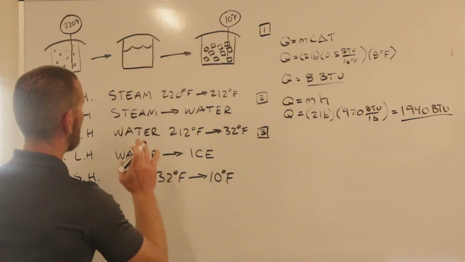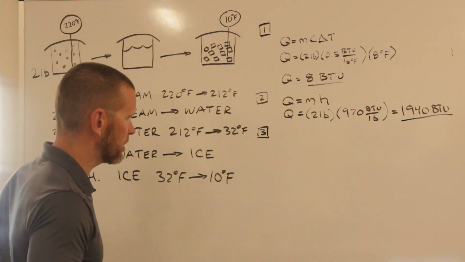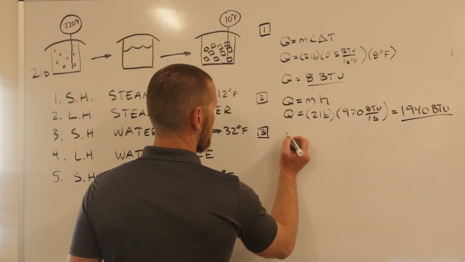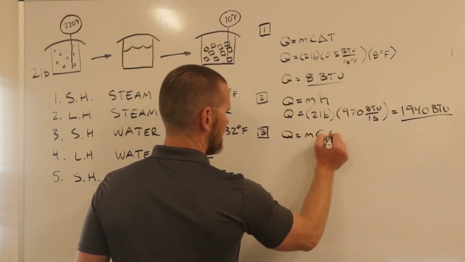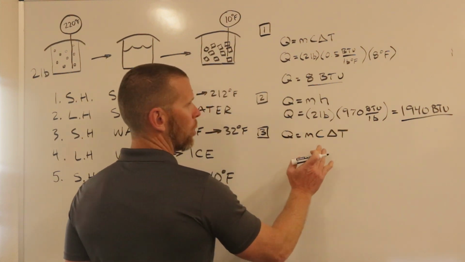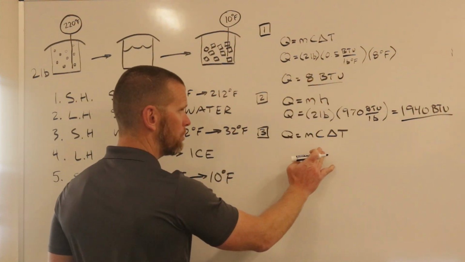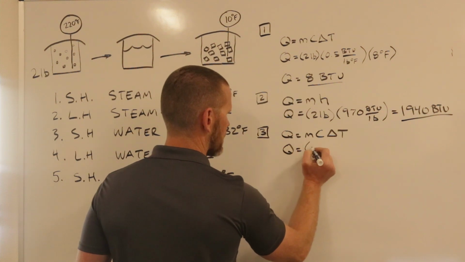Okay, step 3, we now have water that's at 212, and we need to cool that water down to 32 degrees Fahrenheit. So substantial temperature change. All right, we're going to apply the sensible heat equation. Q equals mc delta T. Because we're dealing with water now, our specific heat will not be 0.5, it'll be 1 BTU per pound degree Fahrenheit. So make sure you apply the right specific heat.